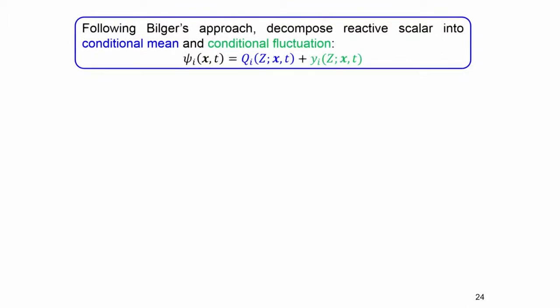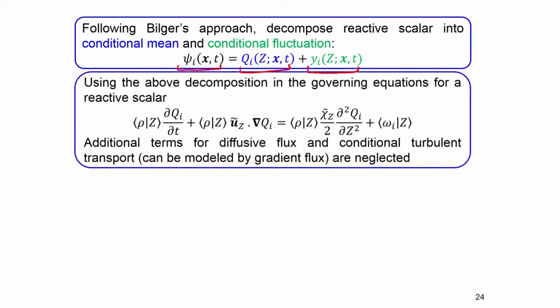Okay. Now, in Bilger's approach we decompose the reactive scalar into conditional mean and conditional fluctuation. So, we define xi I as essentially xi I conditional average plus xi I fluctuation; this is a conditional mean and this is a conditional fluctuation. Okay. And using the above decomposition in the governing equations for the reactive scalar, one can obtain this equation. This is a very, very important equation which has a very important influence in turbulent non-premixed combustion modeling, and even to some extent in turbulent premixed combustion modeling.